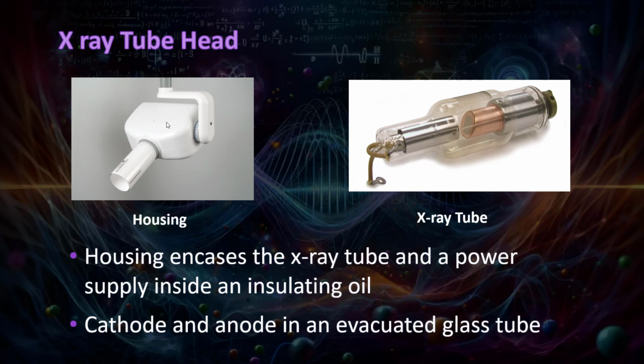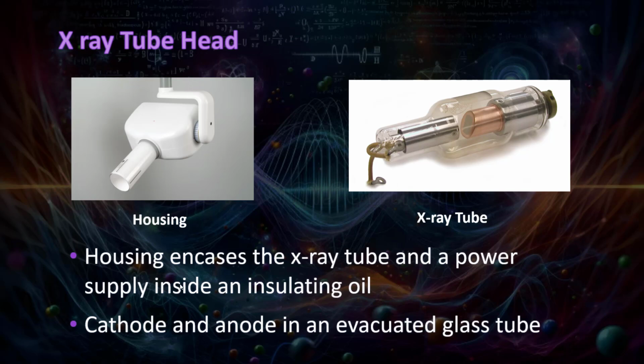X-rays are created, they're emitted in every direction. And so this is completely encased with lead that stops any leakage radiation and really only allows a usable beam in the direction that the position indicating device is pointed. And so this houses the X-ray tube, which is where the magic happens. That's where X-rays are created.